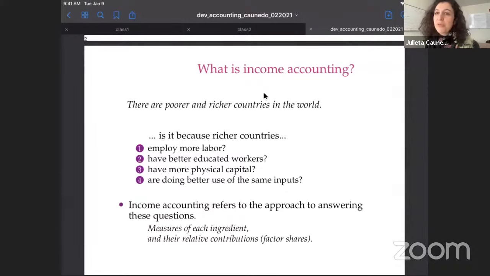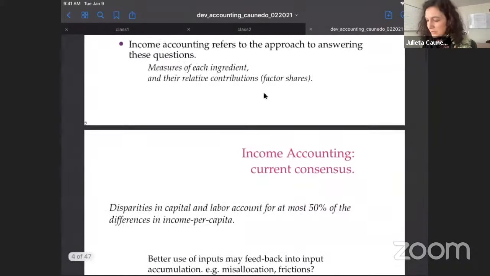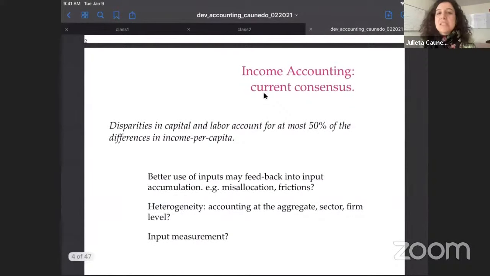Now, spoiler alert here, I'm gonna start from the end. I'm gonna tell you what we know so far, or what seems to be the consensus in the literature. The current consensus is that disparities in things that we can directly measure, like capital and labor, account for at most 50% of the difference in income per capita. So there is still a lot that we can't directly measure. We have some ideas of what is generating that additional 50%. But from a pure accounting sense, capital and labor only account for about half of the difference that we see.